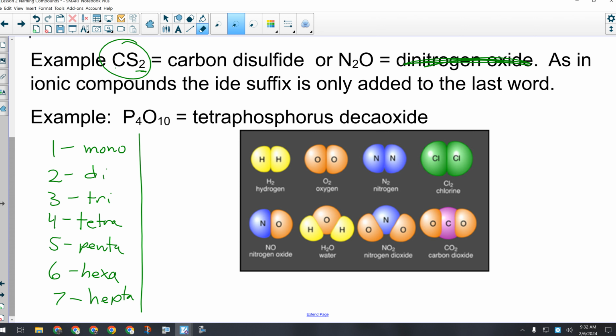Number 8, octa. By the way, I'll ask Mr. Real later on what it looks like under the bus I just threw him under. But 9 is nona, and 10 is deca. You won't have to know past 10 for our purposes.